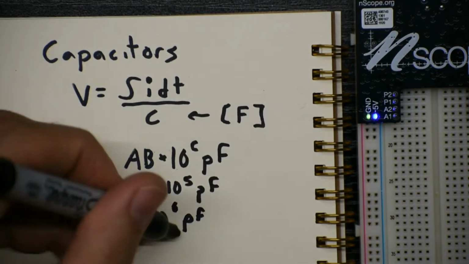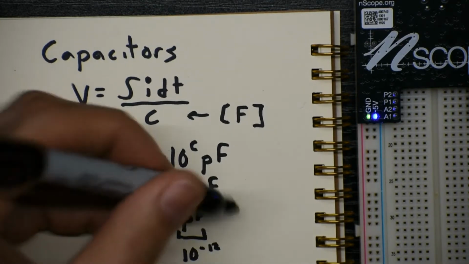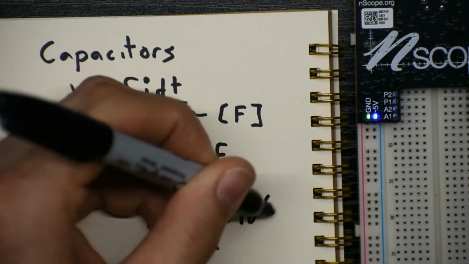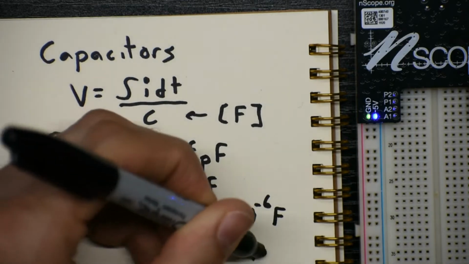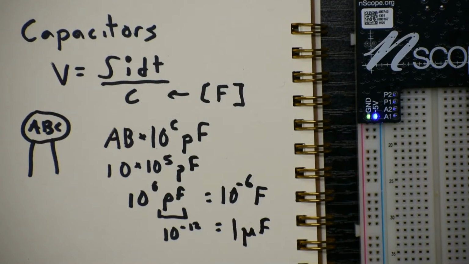A picofarad is 10 to the minus 12. So 10 to the 6 times 10 to the minus 12 means that this is 10 to the minus 6 farad, or 1 microfarad. You'll notice the ones that I put in your kit, we have 105, 104, 103, 102, 101, and then what they call 10J, which is essentially 010. So we've got from 10 picofarads up to 1 microfarad capacitors.